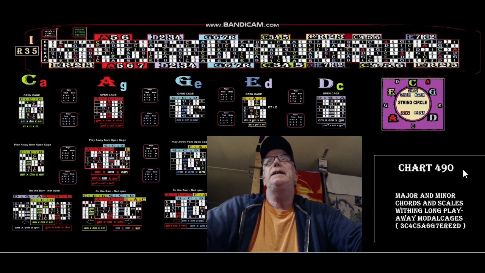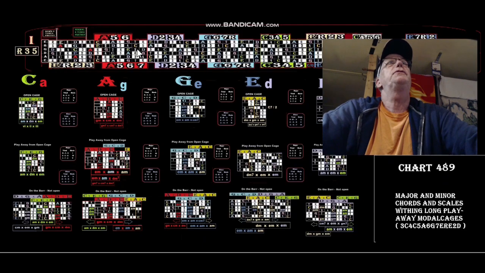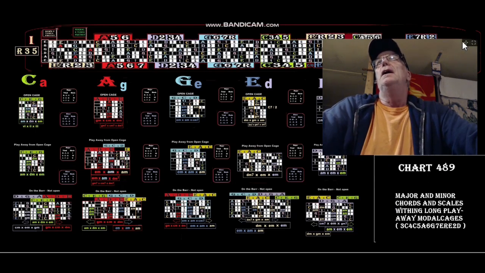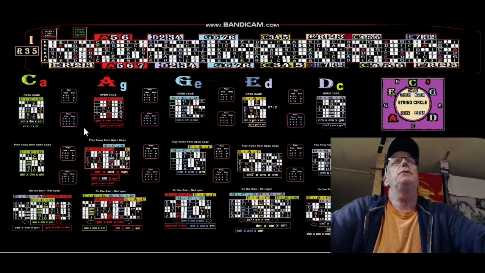Chart 490. And we're going to be covering today a couple of charts. I think 490 and 491. So here's chart 489. It was still labeled 490 there. I haven't done a lesson. And so this is the chart that we had the lesson on.